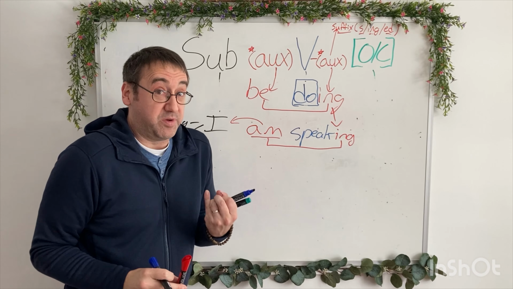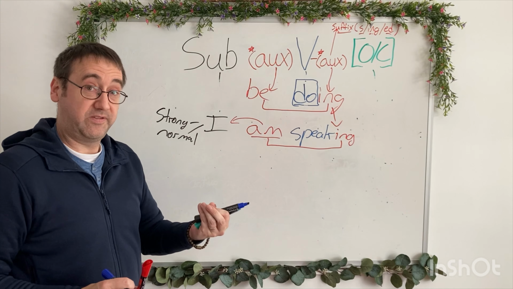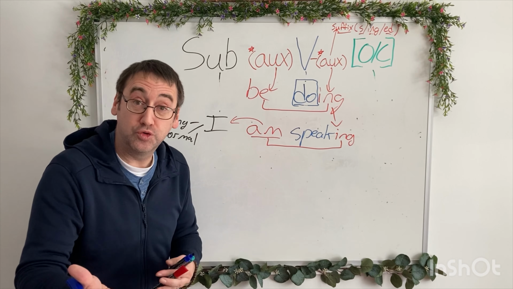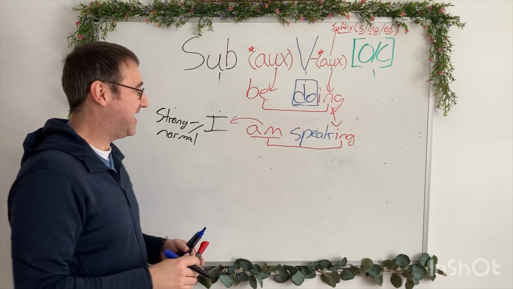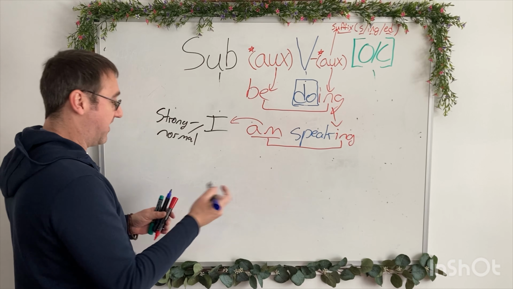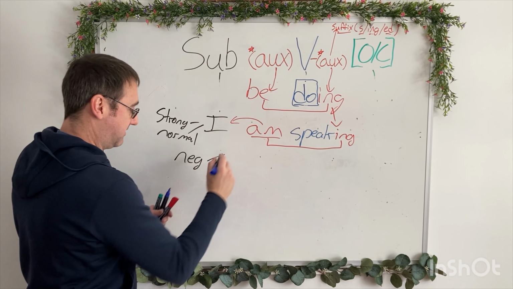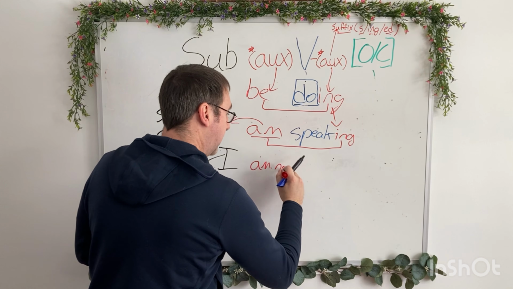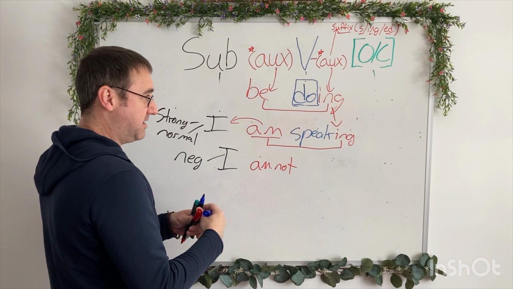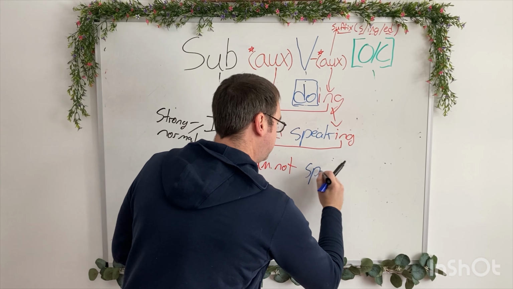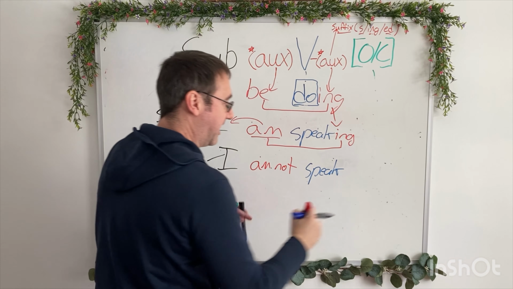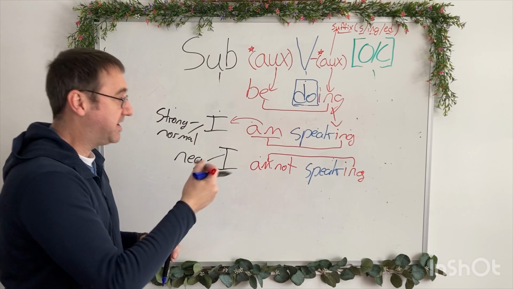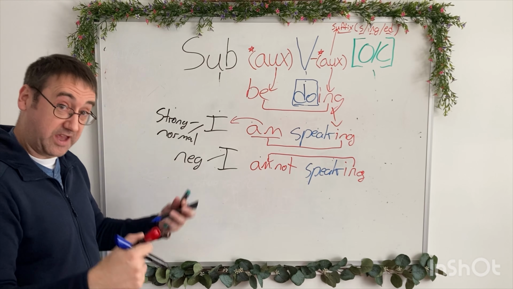So I am speaking, right? You can make it strong with your voice, okay? I am speaking now, I am speaking to you, I am speaking online, right? And then we can go through the functions. What are they? The negative. So we can say I am not speaking, okay? And again, the ing and the be go together: be not doing. Okay, it all goes together.